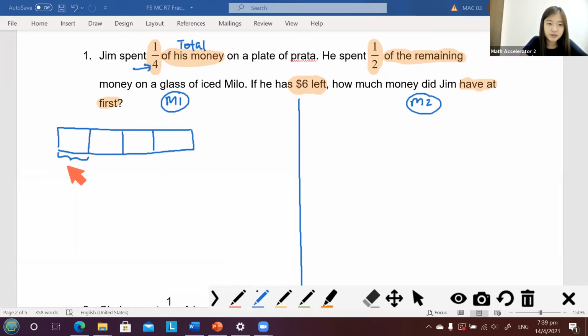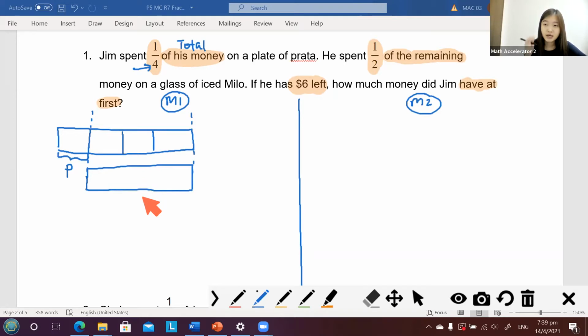Let's label this as P for the prata. And what I like to do is put a dotted line here, and everything after the dotted line will be your remainder. So the remainder, he spent half of the remaining money on a glass of ice Milo. Half of it. So what you can do here is drop down the model so that you have another model over here representing the remainder.